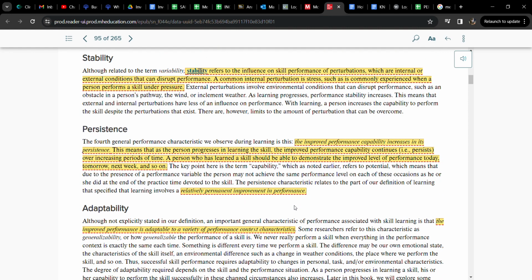Next is persistence. So persistence implies that as time goes by, you maintain your improvement. It's not necessarily super up and down. You get some improvement, you're able to sustain that, or it persists over time so that you continue to see step-by-step improvement in your skill. So relatively permanent improvement in performance is kind of that idea of persistence.